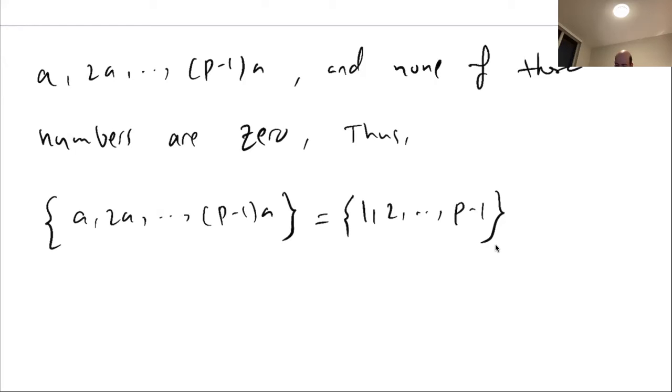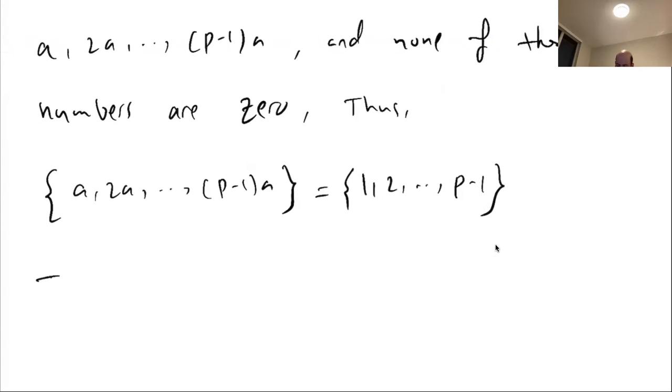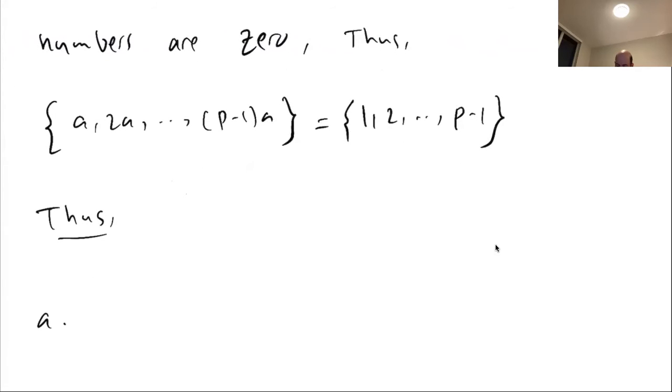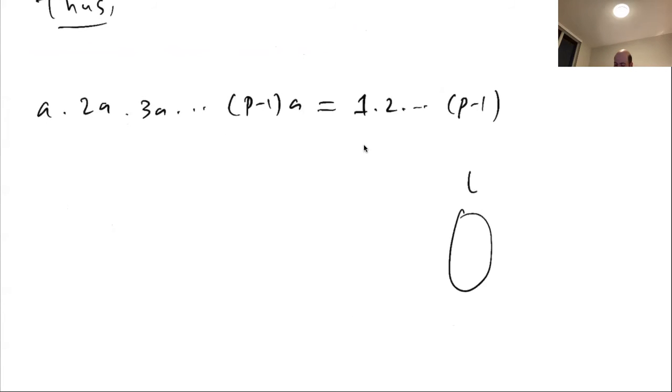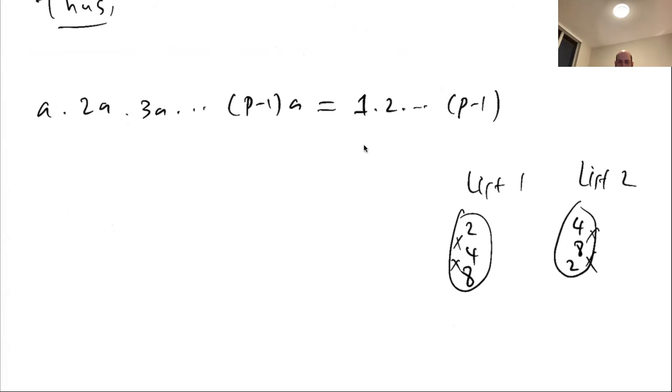So what does that mean? Thus, a times 2a times 3a times all the way to p minus 1 times a is equal to 1 times 2 times all the way to p minus 1, right? So the list of these numbers is the same as the list of these numbers. So the product of these numbers is the same as the product of these numbers. You have two lists of numbers, list 1 and list 2. They are the same numbers, possibly in a different order. For example, 2, 4, 8 here, and then 4, 8, 2 here. If I multiply these numbers together, compared to multiplying these numbers together, of course I get the same answer, because when you multiply, the order is not important.